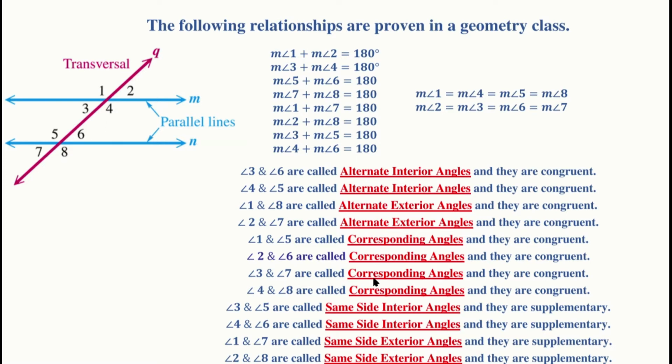Notice all the cases of the corresponding angles, they're congruent. Alternate interior as well as alternate exterior angles are always going to be congruent. Same side interior or same side exterior angle pairs are always going to be supplementary. So there are lots of angles here, but this is very easy to absorb and remember.